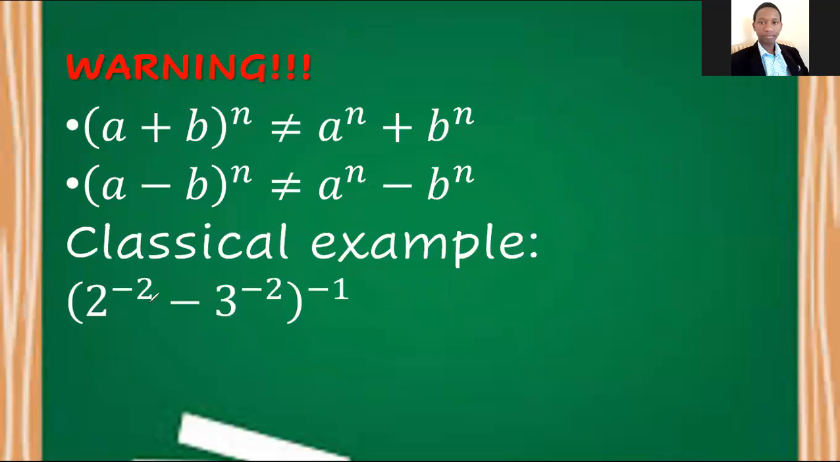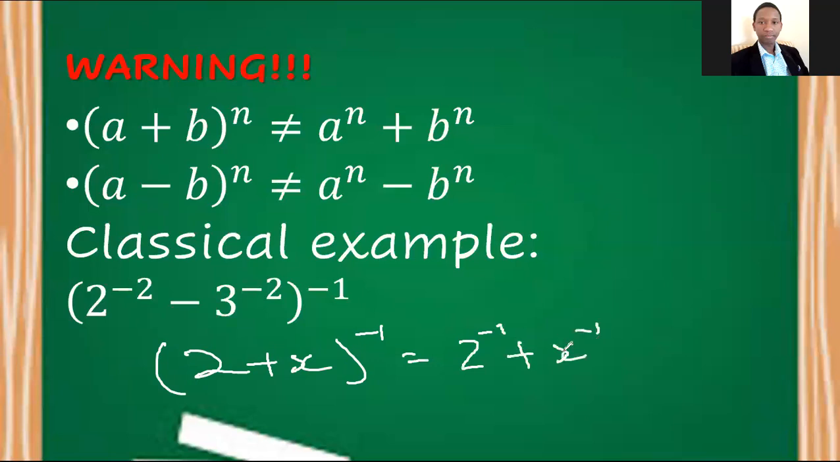Here's a classical example that I'm going to give you. What often happens is that learners, and I will not work this one out, let me take 2 plus x to the exponent of -1. What I see learners doing is they will say 2 to the exponent of -1 plus x to the exponent of -1. Guys, this is wrong. This is wrong. This is what we mean by that first bullet.